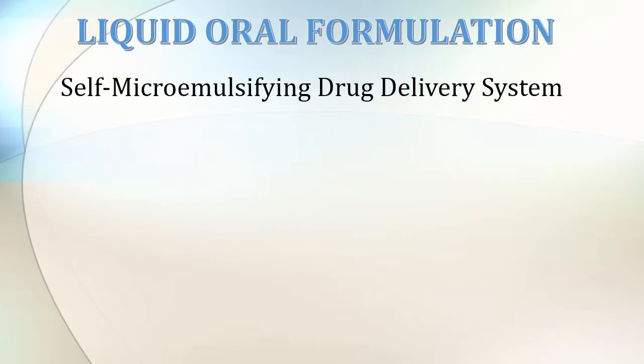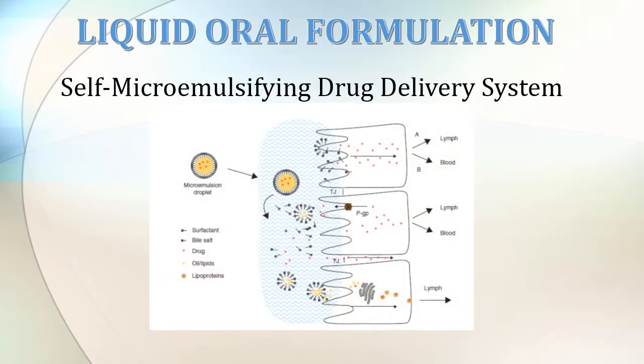This is just a diagram of the SMEDDS system and how it helps with transportation of the drug. It helps drug absorption through a variety of different ways. The first way is increasing the membrane fluidity, which facilitates transcellular absorption. The next one is inhibition of PGP or CYP450 to increase intracellular concentration. The next one is opening the tight junction to allow paracellular transport, and the last one is stimulation of lipoprotein production so that it aids in the absorption of the drug.